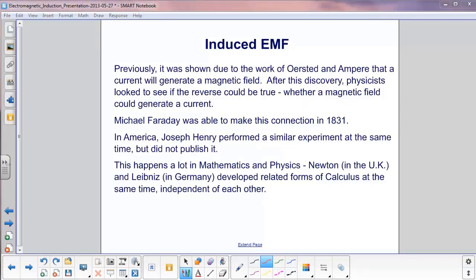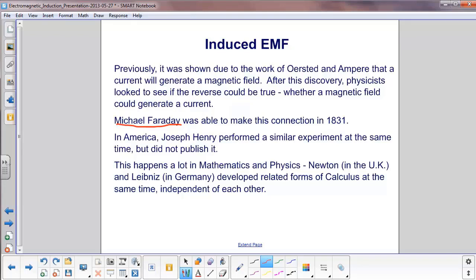Ørsted and Ampere both did experiments that showed how a current will generate a magnetic field. After this discovery, physicists who are always looking for symmetries wanted to see if the reverse could be true. Could a magnetic field generate a current? Michael Faraday was able to make this connection in 1831. At the same time in America, Joseph Henry performed a similar experiment but did not publish it.